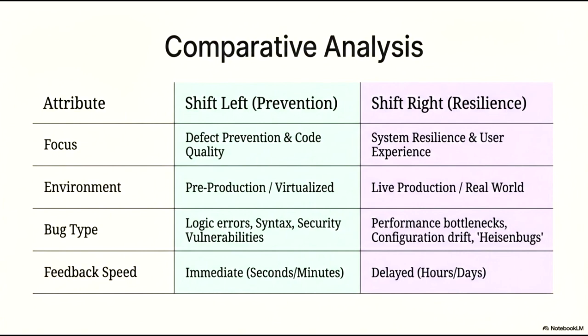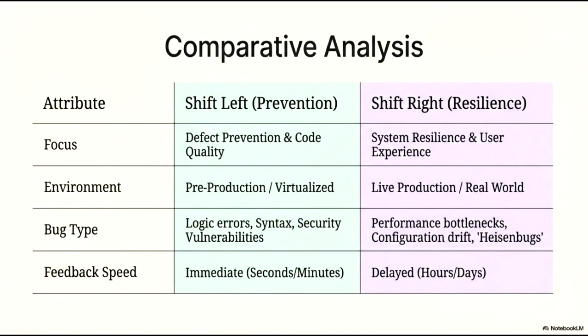To understand the core differences between these 2 strategies, we must examine their attributes across the software development lifecycle. Shift Left is fundamentally about prevention, focusing on defect prevention and code quality within pre-production or virtualized environments. This approach is designed to catch logic errors, syntax issues, and security vulnerabilities early, providing immediate feedback in a matter of seconds or minutes.